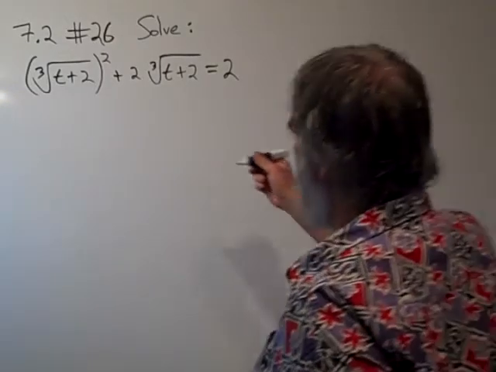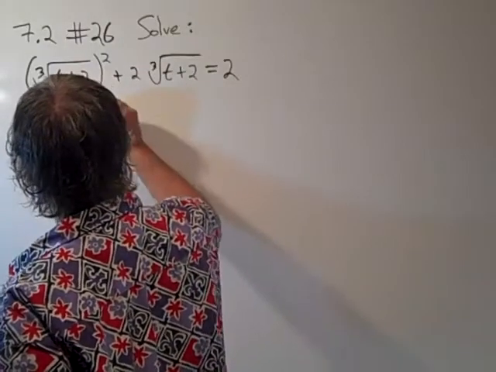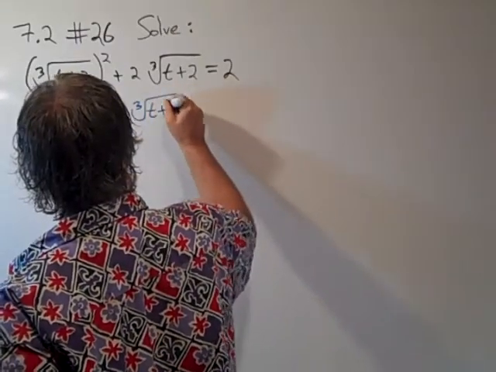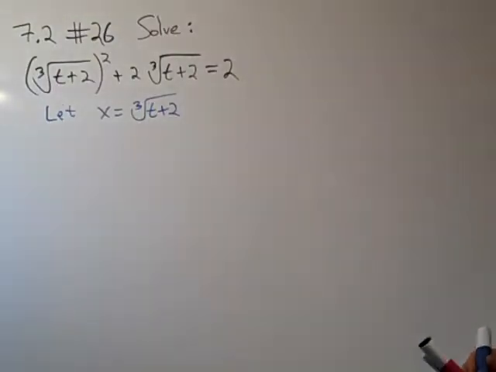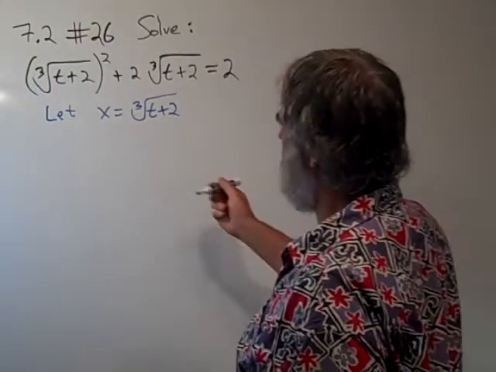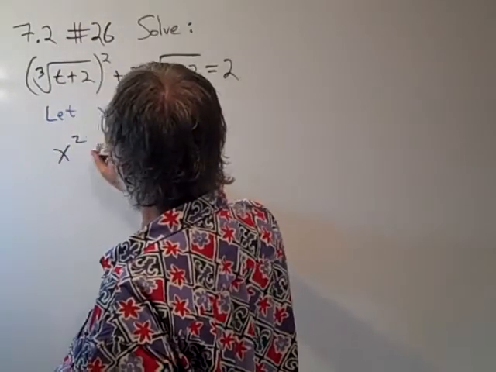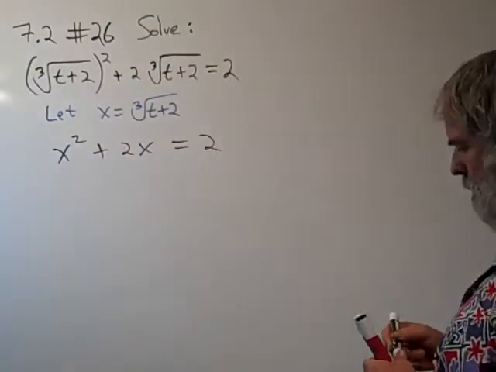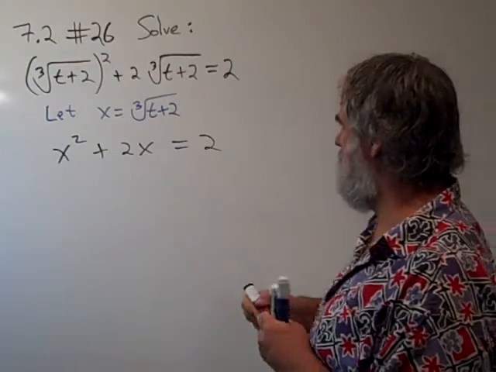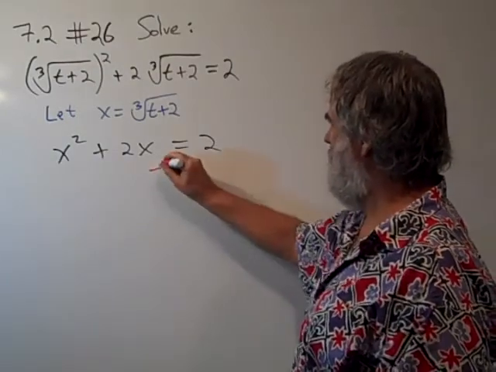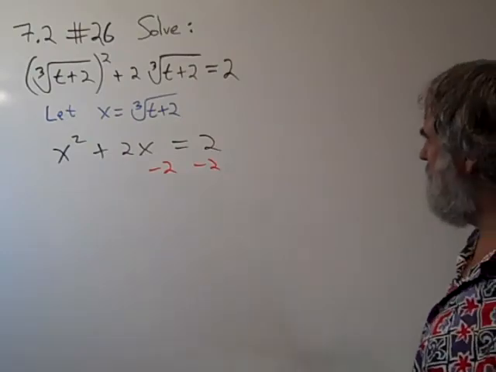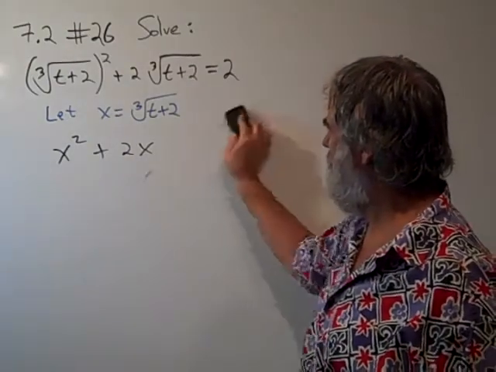For this problem, we'll let x equal the cube root of t plus 2. For then, the equation becomes much simplified. It simply becomes x squared plus 2x equals 2. And if we subtract 2 from each side of this equation, it becomes x squared plus 2x minus 2 equals 0.